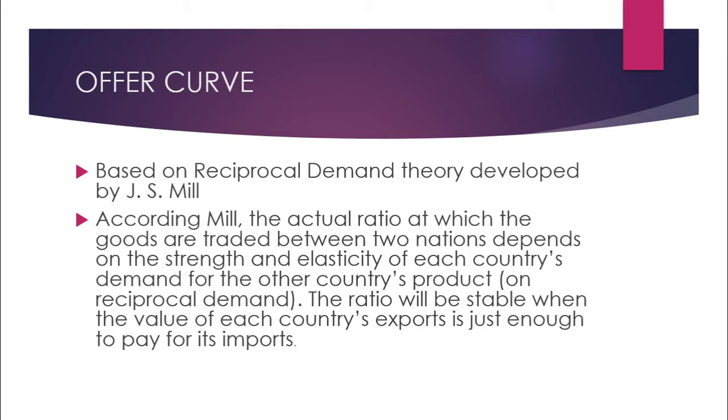According to Mill, the actual ratio at which the goods are traded between two nations depends on the strength and elasticity of each country's demand for the other country's product, that is, on reciprocal demand. The ratio will be stable when the value of each country's export is just enough to pay for its imports. So this is the reciprocal demand theory developed by J.S. Mill, and offer curve is based on reciprocal demand theory.